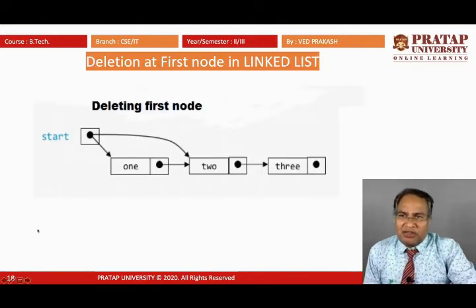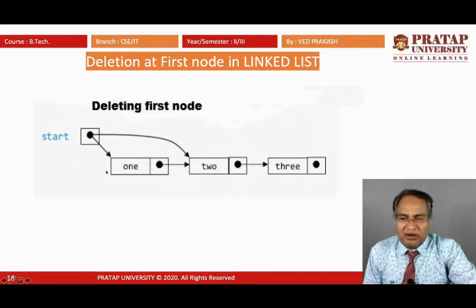Now our next operation is the deletion operations in the linked list. Deletion is also performed in three ways. First one is to delete the first node in the linked list. So that is the visual representation of deleting the first node. That is the first node, that is the second, and that is the third node.